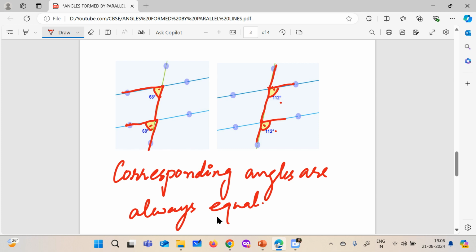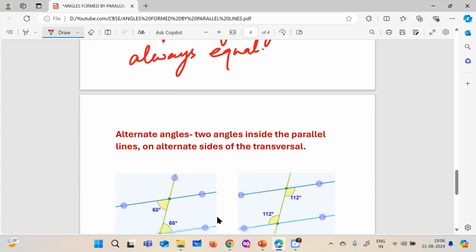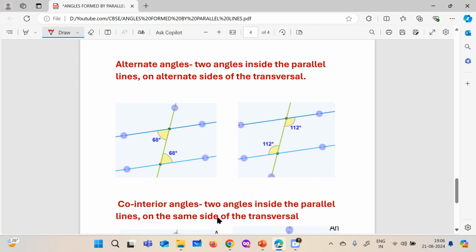Okay. Now let's see another set of angles. So you have another set of angles formed by parallel lines and a transversal line: alternate angles. Two angles inside the parallel lines on alternate sides. Remember the difference. When we were talking about corresponding angles, it was L-shaped and on the same side of the transversal, right? And when we speak about alternate angles, these are on the alternate side.